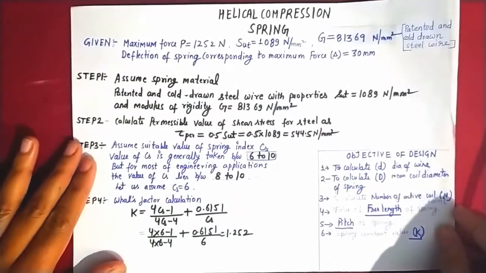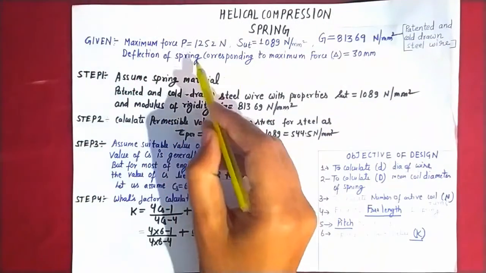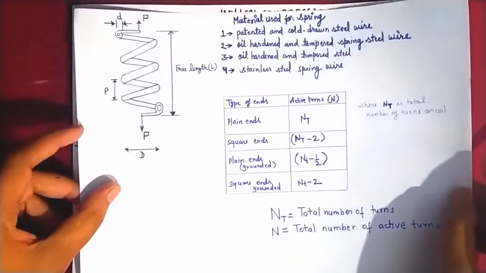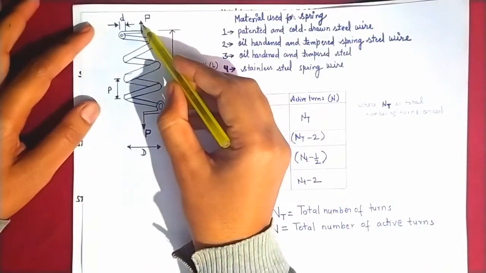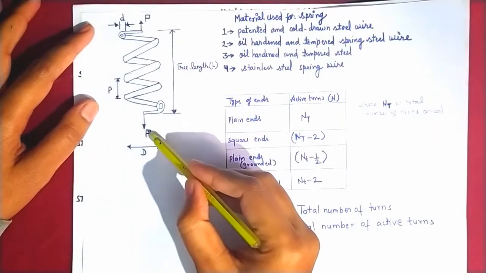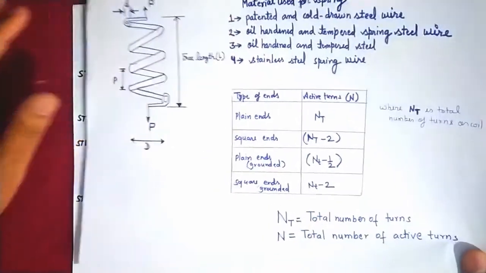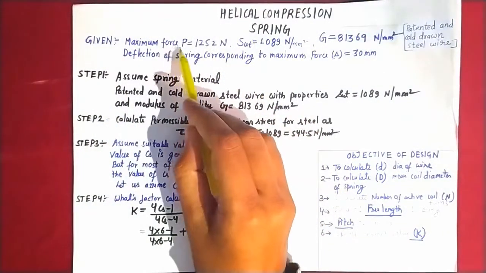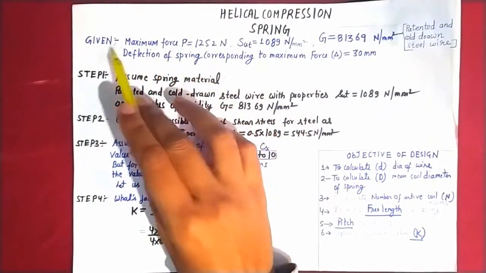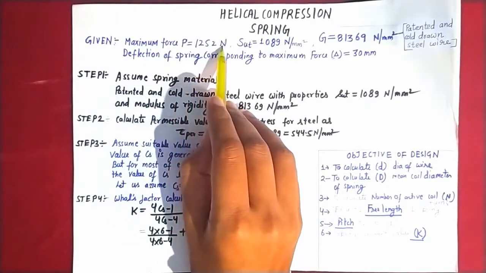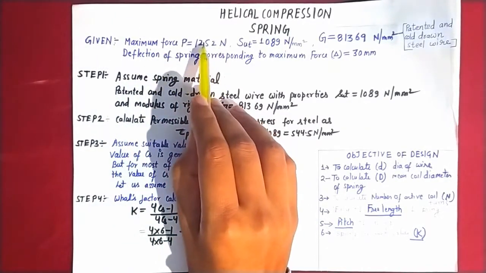Now friends, generally, the maximum force which is acting over the spring is given to us in the problem. If this is the spring, the maximum force P will be given to us, which will be acting over this closely coiled helical compression spring. Here it is given as 1252. We are discussing the given data first. So the maximum force will be given to us, which will be acting on the spring in axial direction.